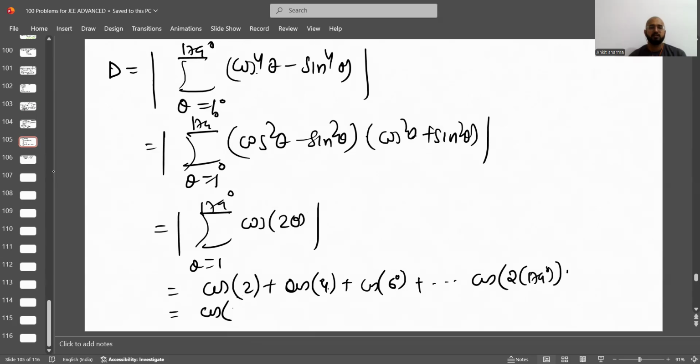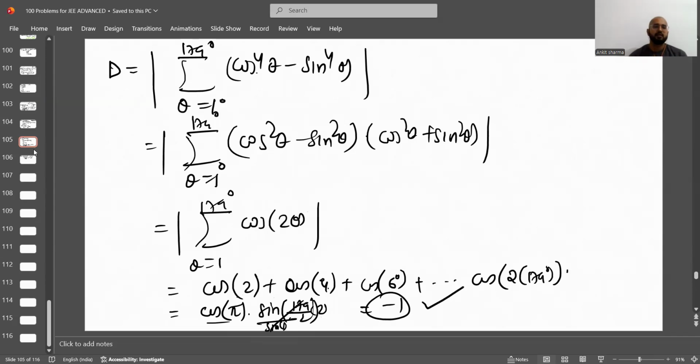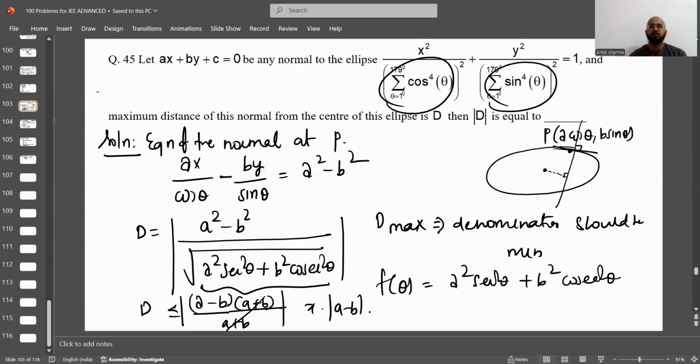So that means this entire thing turns out to be cos pi, with sine of n d by 2 over sine of d by 2, so 179 into d by 2, and d is going to be 2 actually. So sine 179 and sine 1 both get cancelled. So cos pi turns out to be simply minus 1, in the modulus. So that means this entire thing turns out to be 1. So the answer here is going to be 1.